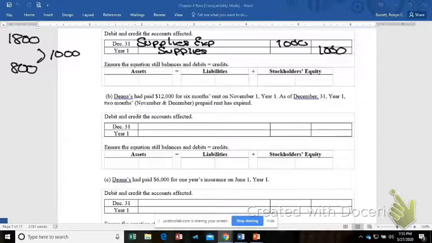Now, supplies is one of those you do have to keep your eyes on, because this one was worded that she had $1,800 of supplies on hand, and at the end she found $800 left. It could also be worded where it could say, when counting, she found she used 1,000. So they could change that wording on you and actually give you this number. So you got to make sure you read it.